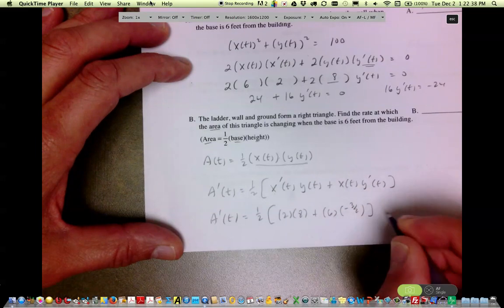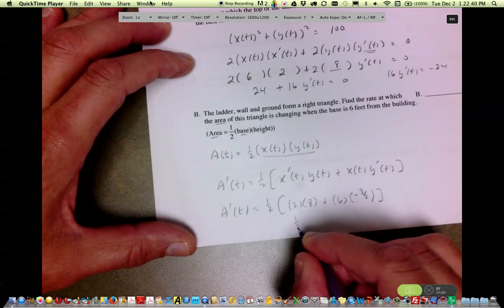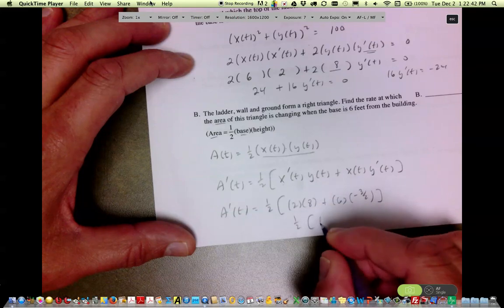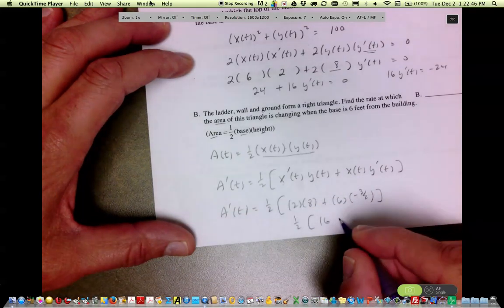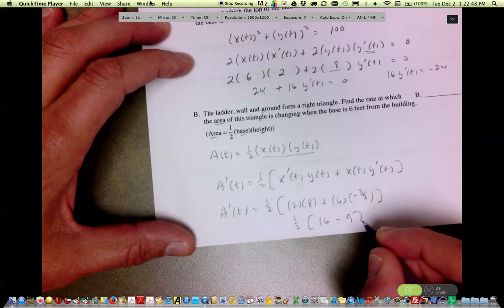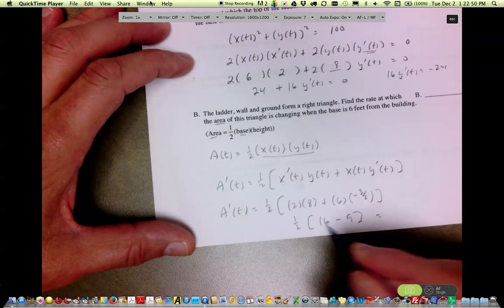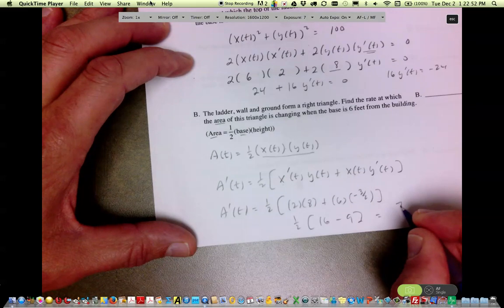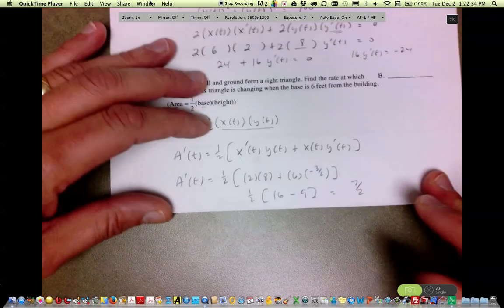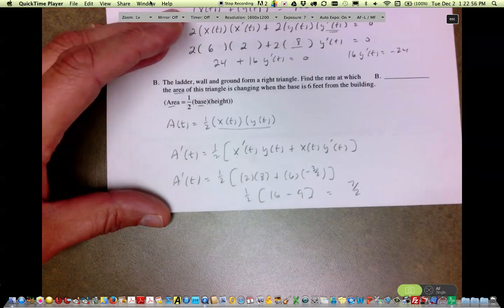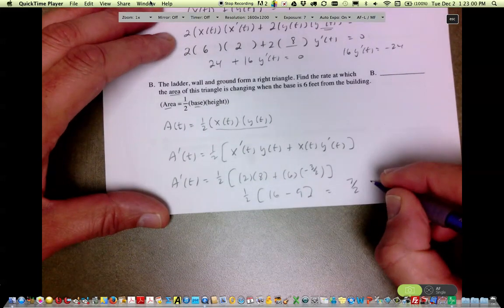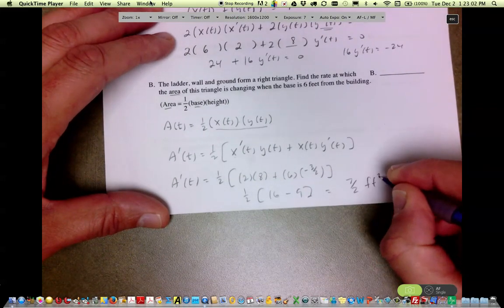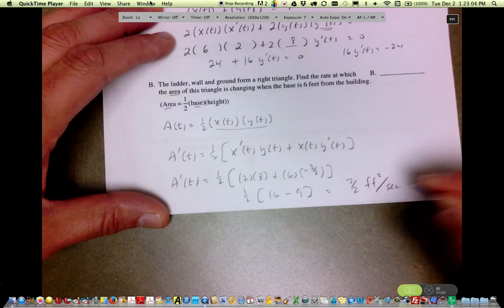-3/2. All right, so when we evaluate this, we're going to get 1/2, 2 times 8 is 16. 3 times -3/2 is going to give me -9. So we're going to end up with 7 times 1/2 is 7/2. And if I ask you for units on this one, we're talking about how fast the area is changing. This would be in square feet per second.